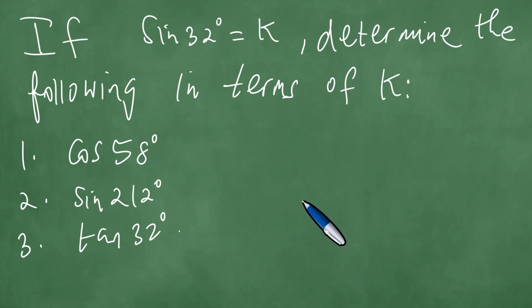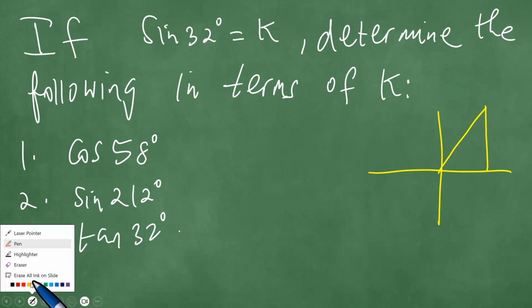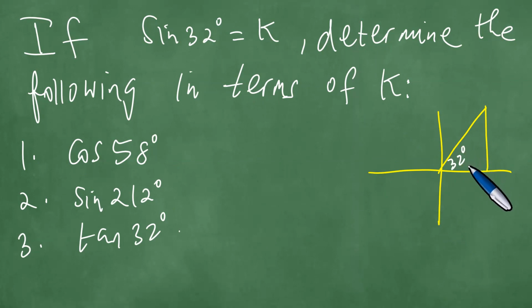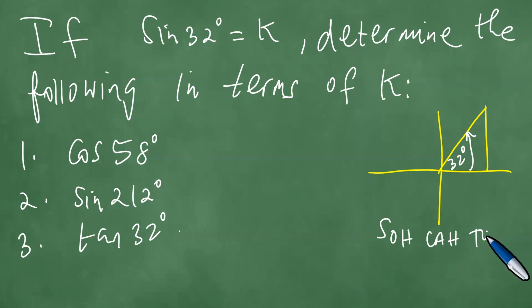Okay, let's look at this. What do we do here? So I'm going to consider the diagram here. 32 degrees is an angle that is somewhere here. So at this point, the side of 32 is opposite over hypotenuse. This is R, this is Y. You're interested in this one, which is X. So how do we get the X here?